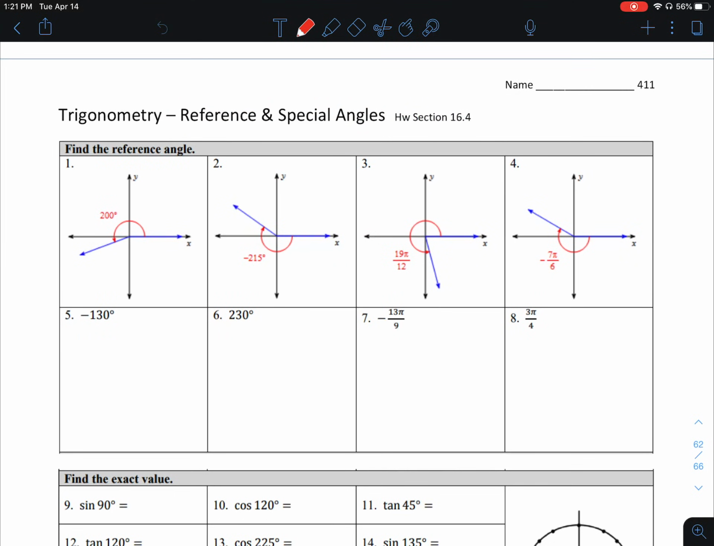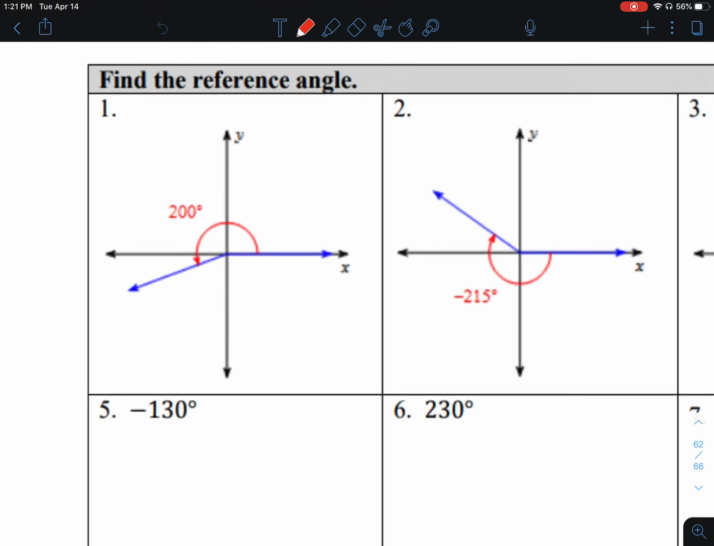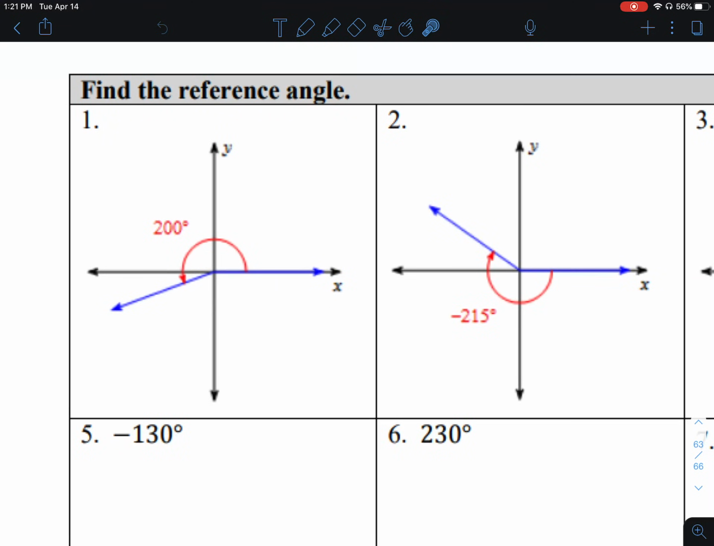This is Geometry Homework Section 16.4, Reference and Special Angles. Number one, find the reference angle. Just to remind you what that is, it's an acute angle formed by the x-axis and the terminal side. So in this case, it's that angle there.